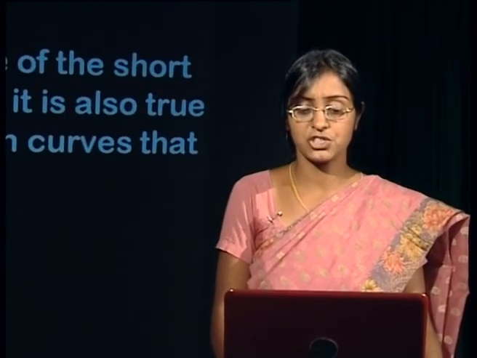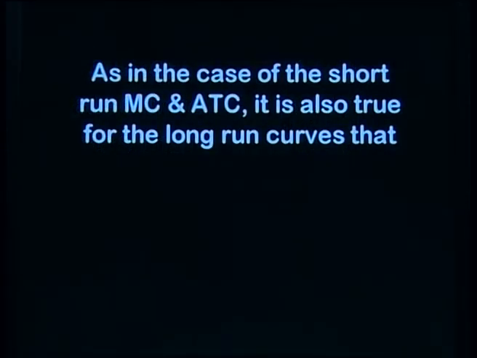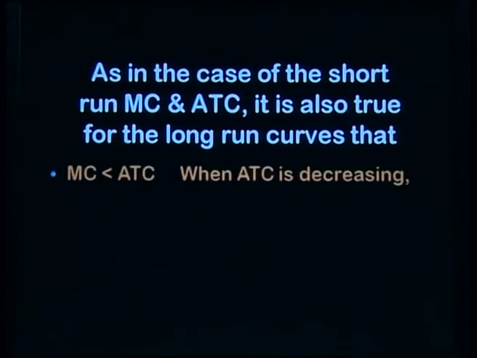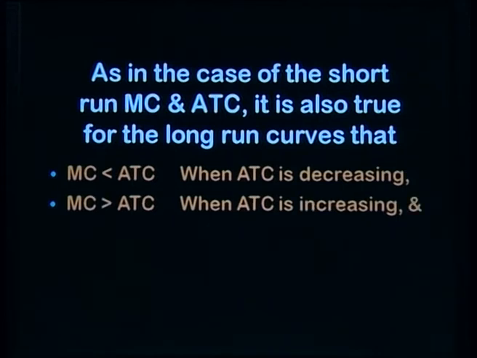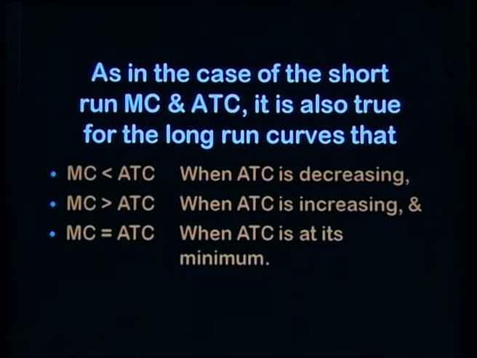As in the case of the short run marginal cost and average total cost, it is also true for the long run curves that marginal cost is less than average total cost when average total cost is decreasing. Marginal cost is higher than average total cost when average total cost is increasing. And marginal cost is equal to average total cost of the long run curve when average total cost is at its minimum level.